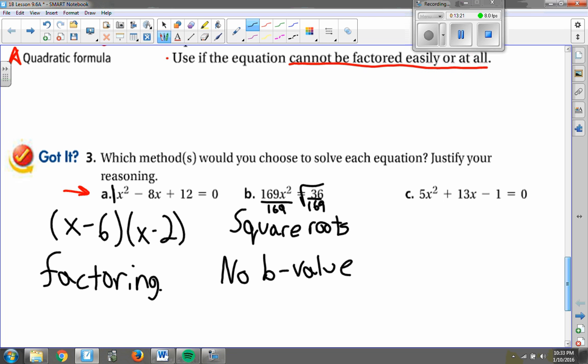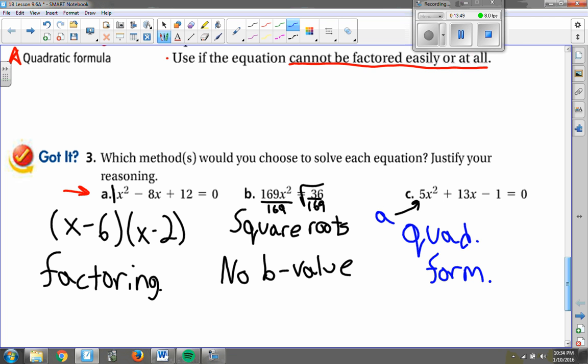And then this last one, we see a 5x squared in the front. Immediately, I hate that. I'm not going to want to factor. I'm probably not going to want to complete the square because I'd end up with 13/5 as my b value. Just doesn't seem very fun. So here I would use the quadratic formula, quad form, because of this a value being equal to 5.